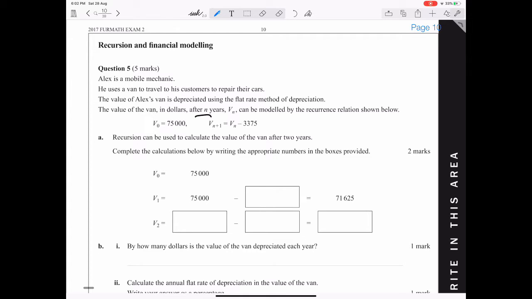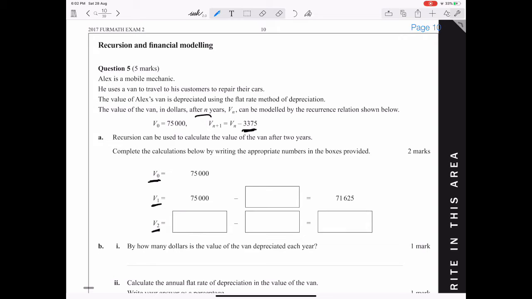So each year his van is being depreciated by $3,375. Recursion, and you know that he purchased his van for $75,000 because that's the initial value. Recursion can be used to calculate the value of the van after 2 years. Complete the calculations below by writing the appropriate number in the boxes below. So this represents the initial value of the van, after 1 year, after 2 years.